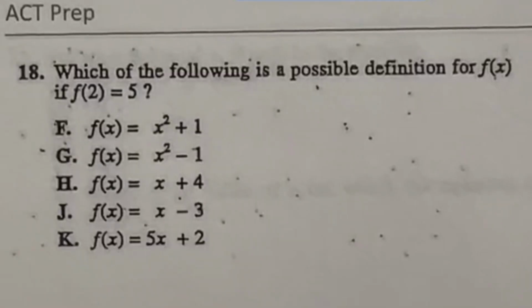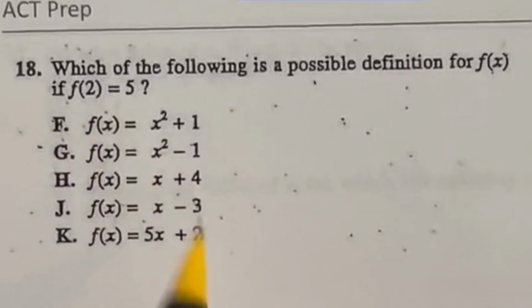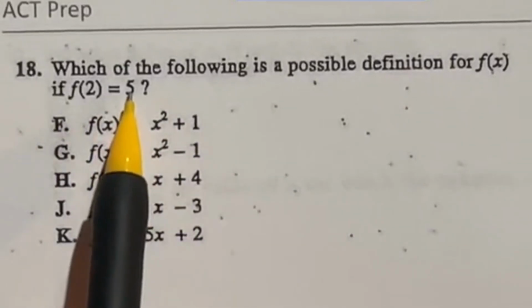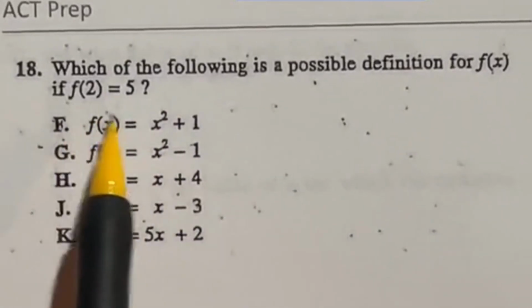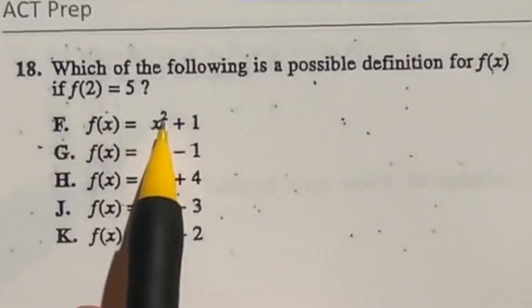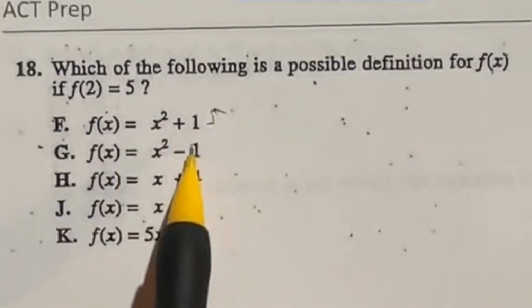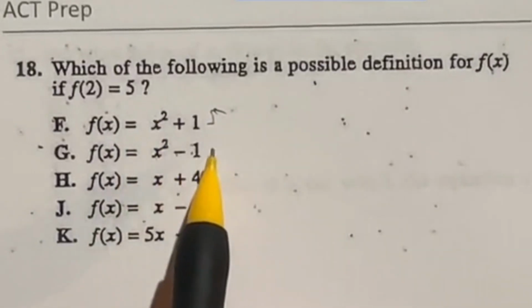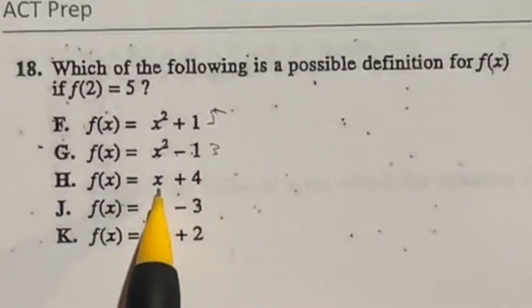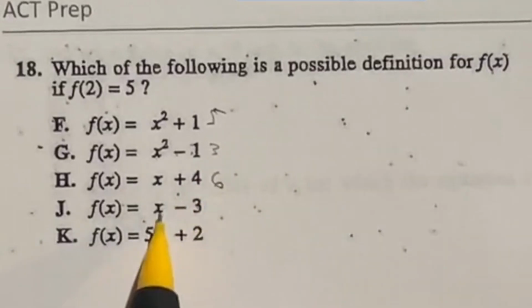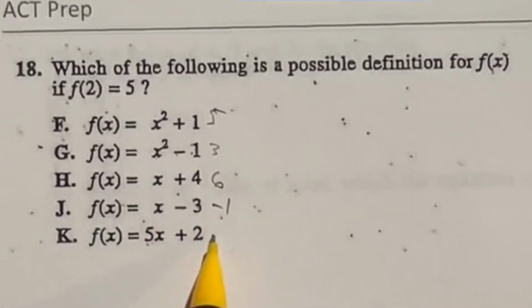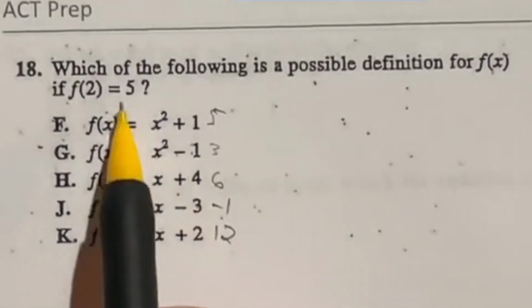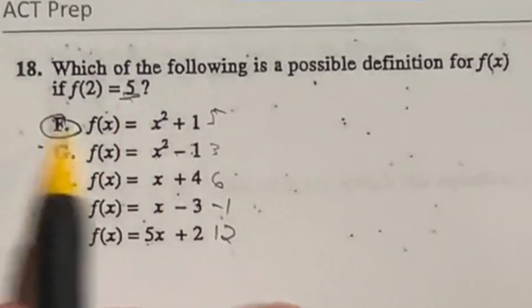So this one's not too bad. It's saying that if we were to plug 2 into these equations here, which one would possibly give us 5 as an answer? So let's go through these real quick. 2 squared would be 4 plus 1 would be 5. So that one looks like it's going to work. 2 squared would be 4 minus 1 would end up giving us 3. Then we got 2 plus 4, which is 6. We have 2 minus 3, which is negative 1. And we have 2 times 5, which would be 10, plus 2, which would be 12. So out of these, the only option that gives us 5 is answer F.